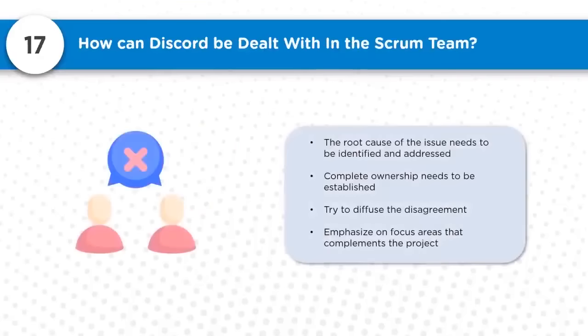Question number 17. How can discord be dealt with within the Scrum team? The root cause of the issue needs to be identified and addressed. Complete ownership needs to be established when you deal with this, and try to defuse the disagreements. Emphasize the focus area that complements the project. When we take up any of the discussions, opportunities or actions, everything should revolve around the ultimate objective of whatever we are doing. When we need to resolve something and get into the root causes, it always helps to look at the actions in terms of eliminating those causes. Once the causes are eliminated, it is quite obvious you will be able to deal with it and address it easily with the right set of actions.